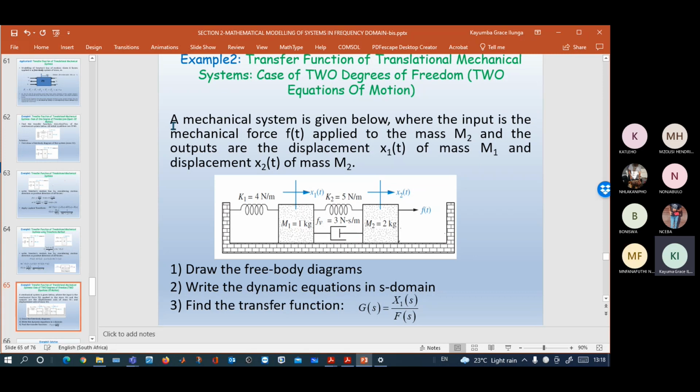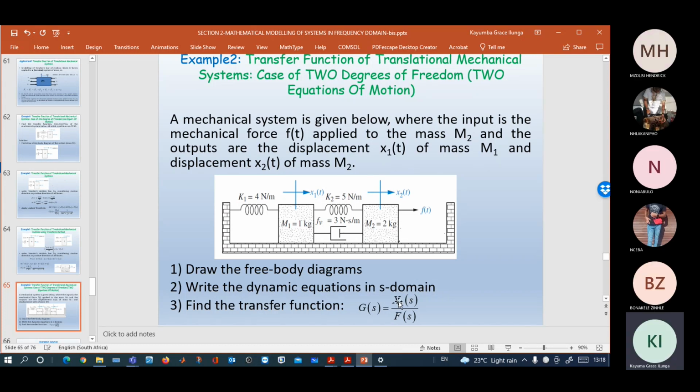So let's solve this problem. It's written: a mechanical system is given below where the input is the mechanical force f(t) applied to the mass M2 and the outputs are the displacement x1(t) of mass M1 and displacement x2(t) of mass M2. Draw the free body diagram, that's the first question. Write the dynamic equation in S domain. Write the transfer function G. They ask us to consider X1(s) as the output, as we know that F(s) is the input. So this is what we are going to solve right now.